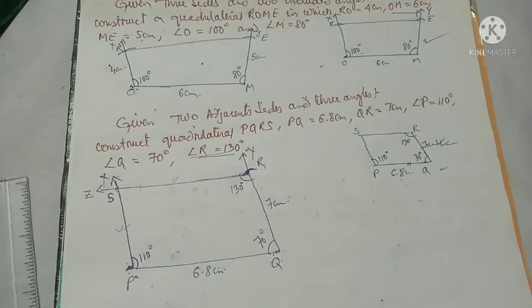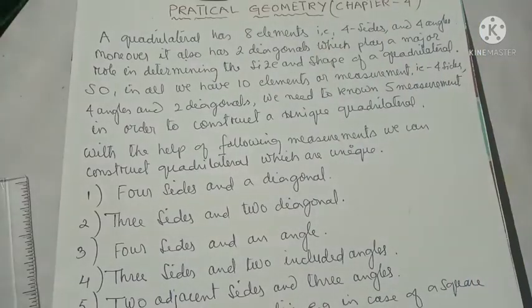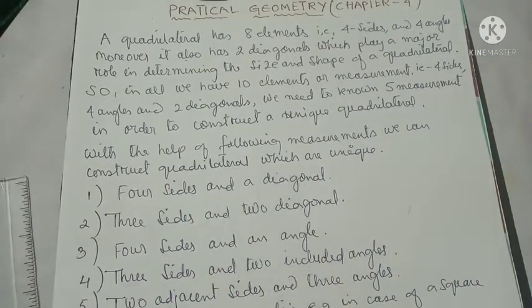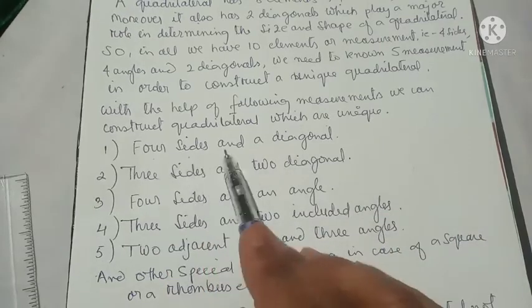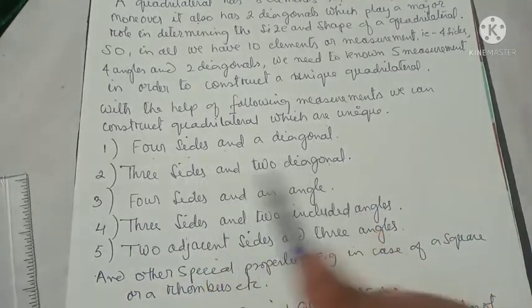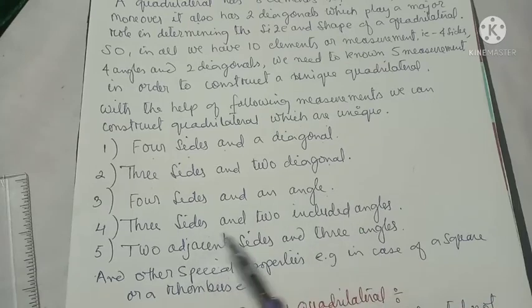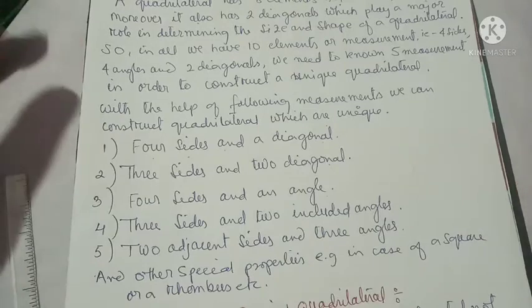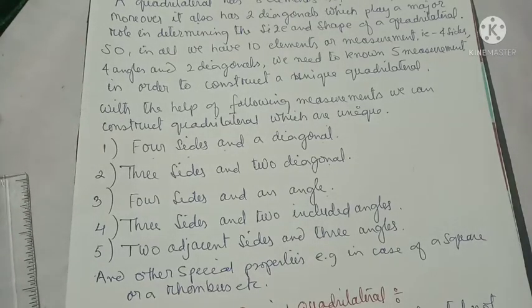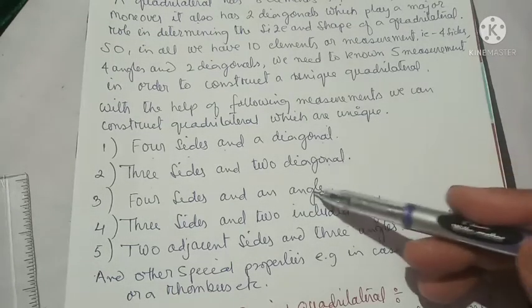These are the 5 measurements, we can say, to construct a unique quadrilateral: 4 sides and a diagonal, 3 sides and 2 diagonals, 4 sides and an angle, 3 sides and 2 included angles, 2 adjacent sides and the 3 angles. These are the 5 measurements that we need. In order to construct a unique quadrilateral, we need 5 measurements: 1, 2, 3, 4, 5.